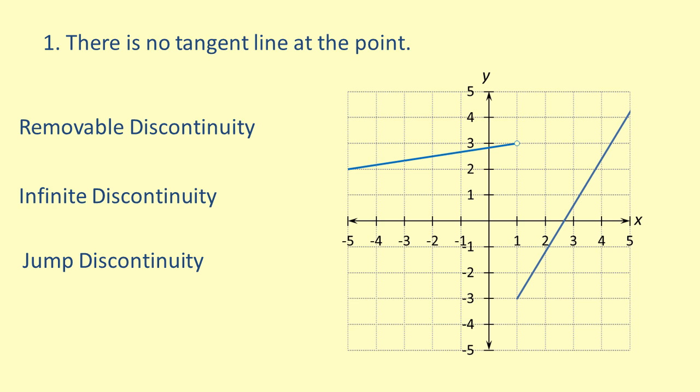In this function, note the open circle at the point 1, 3. As x approaches 1 from the left, the value of the function approaches 3, but the function is equal to negative 3 when x is 1. Notice also that as x approaches 1 from the right, the value of the function approaches negative 3.